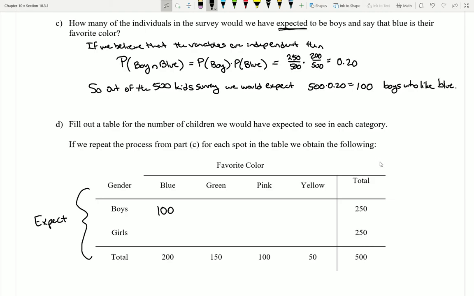But take a look. If I wanted to do boys that liked green, I would write out pretty much exactly the same line, but I would just replace blue with green. Notice that when I get to my calculation, I would still have 250 boys out of 500, but now I'd have to say, out of the 500 original people, how many liked green? Well, there were 150. So if I multiply this together, I could see what percentage I ultimately end up with.